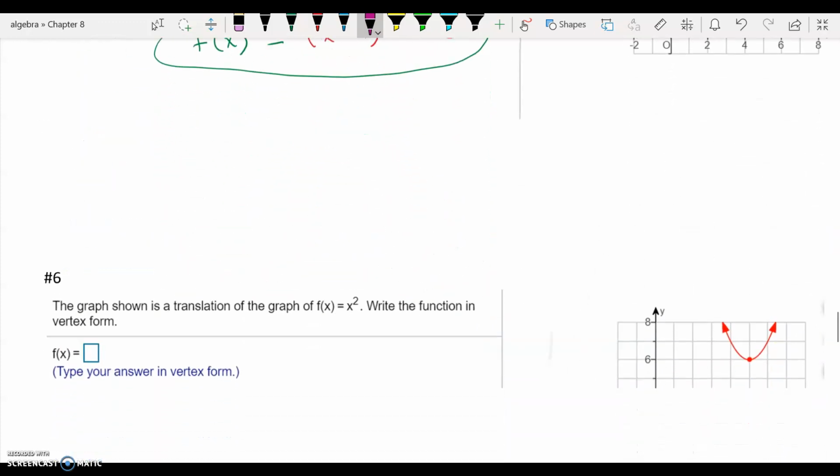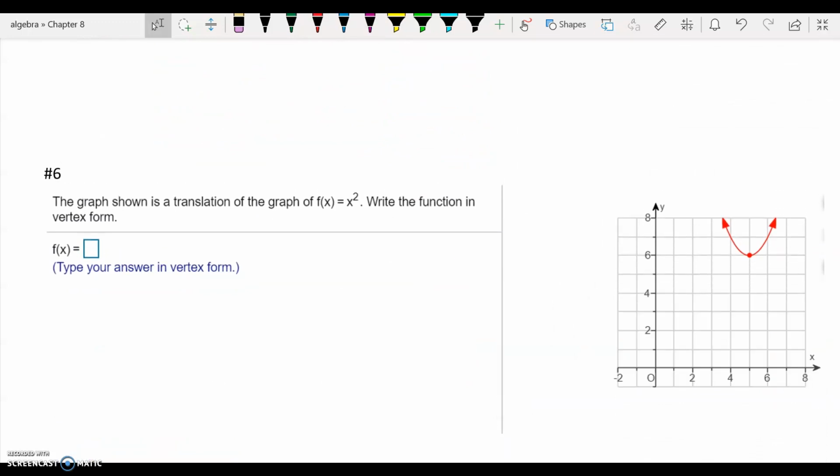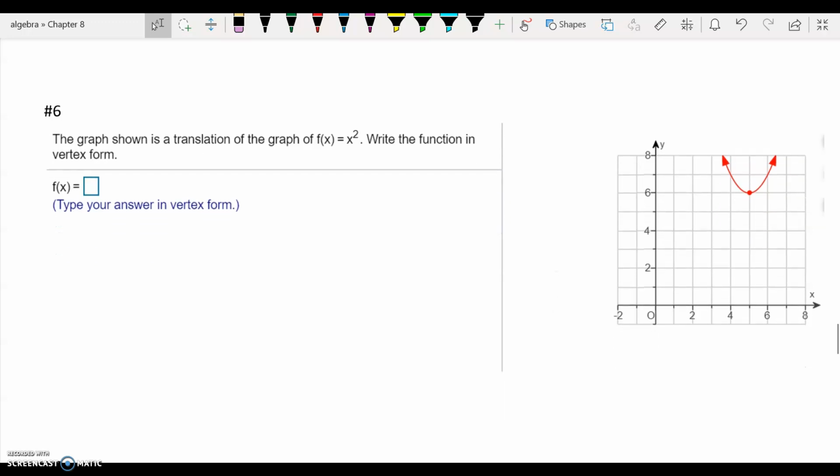So now I want you guys to do number 6. I want you to write the function in vertex form. Where did you go? Did you move it left or right, up or down? Did you make it narrow or wider? Again, you can pause it to solve that problem if you need to.